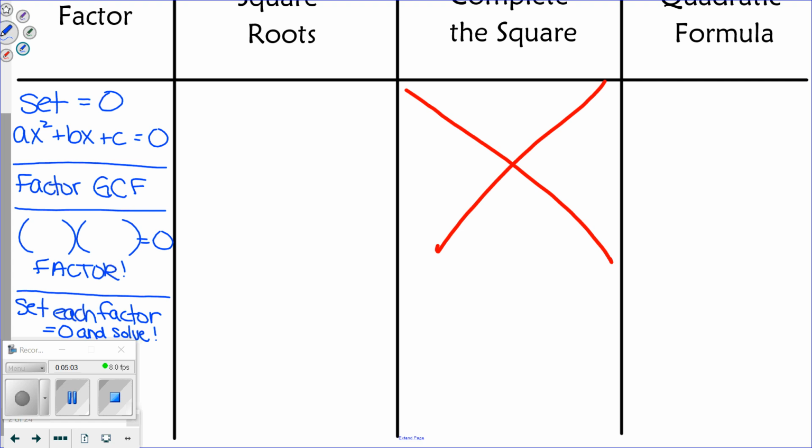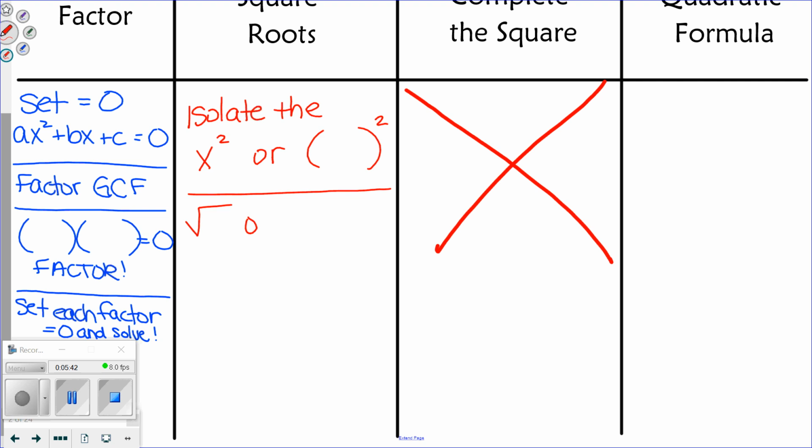Okay? Now the square root method has a different process. We're not going to start by setting it equal to 0. That's not the first thing we do anymore. So for the square root method, the first thing you're going to do is isolate the x squared or the parentheses squared. It kind of depends on what your problem looks like. What does isolate mean? Get it by itself. Good. Isolate the x squared or the parentheses squared. It's going to be the first thing you do. Then you're going to take the square root of both sides.